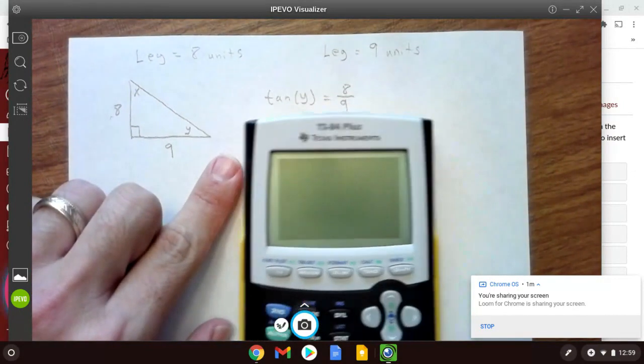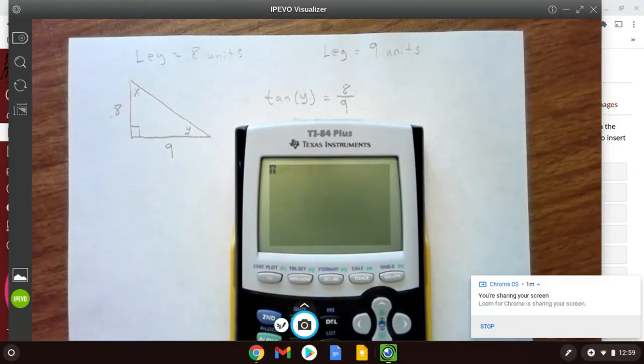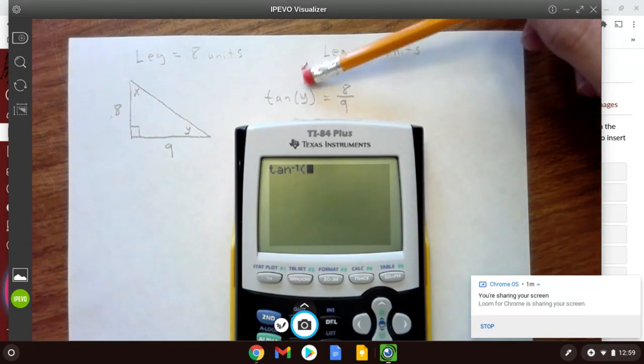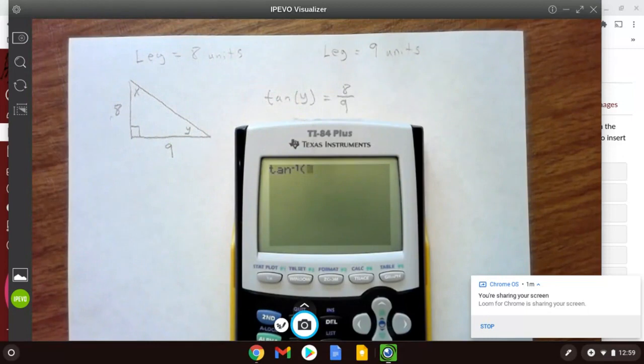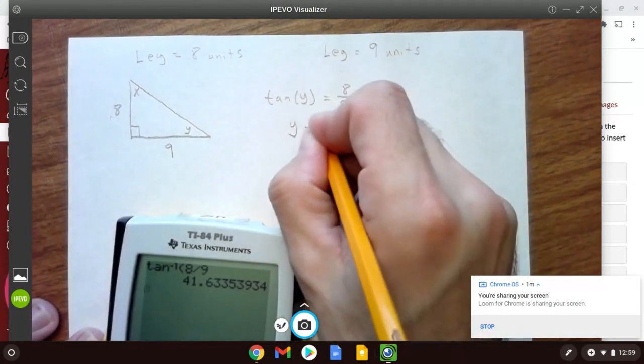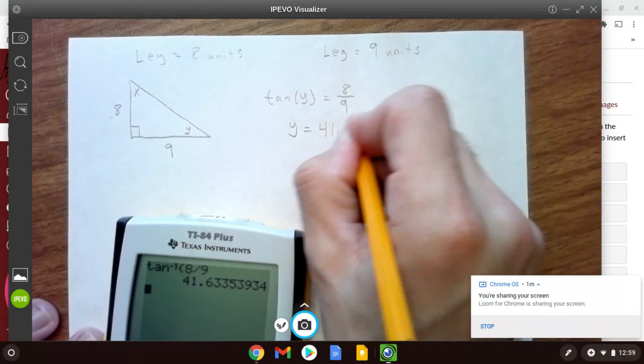All right, so we're going to use the inverse tan function here. So inverse tan of 8 over 9, and that's going to solve for my y. I get 41.63. All right, so y is 41.63.